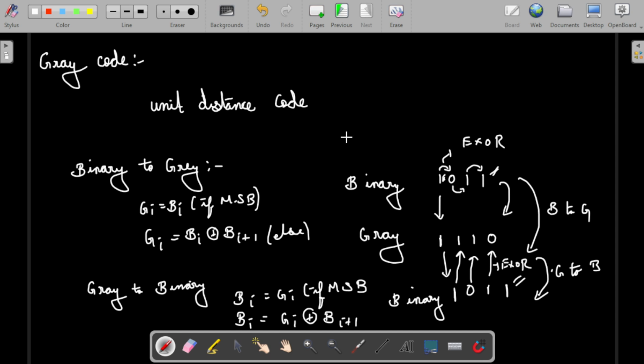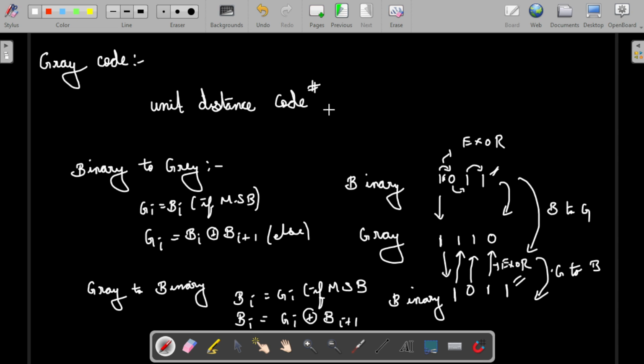So from this I am closing this one. This is one of the unit distance codes. This is one of the very important things. Maybe in many interviews they may ask these kinds of direct questions. So let us continue our discussion. We have seen up to 5 variable K-maps, right? So let us continue.